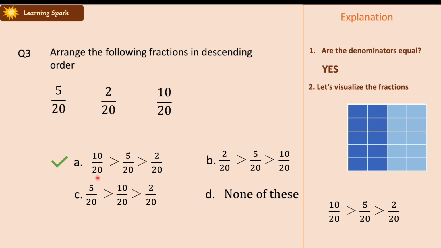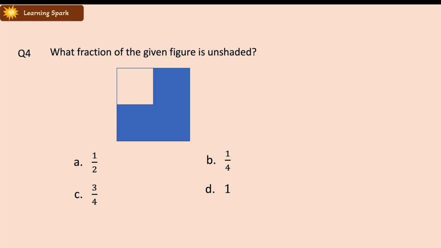So the largest figure here is 10 by 20, which is put first, and then the next smaller fraction, and then the smallest fraction. So this is the descending order. So this is the correct answer, therefore. Now question number 4 is on your screen.